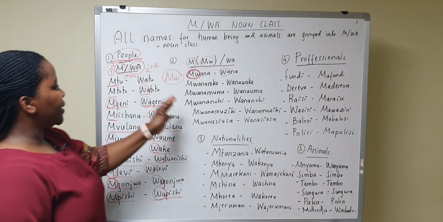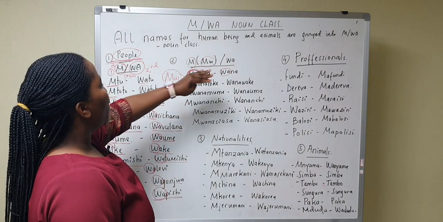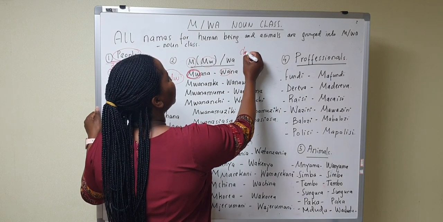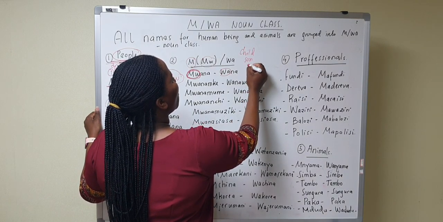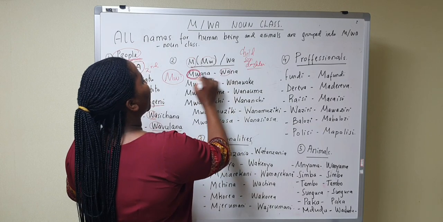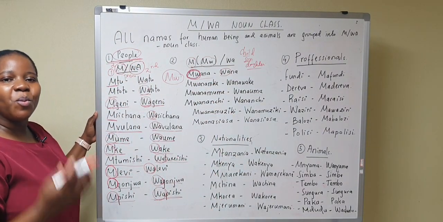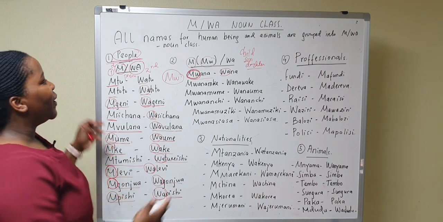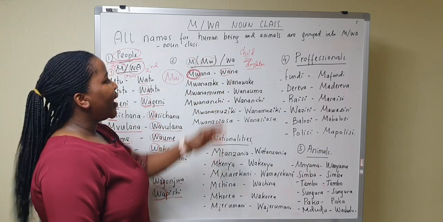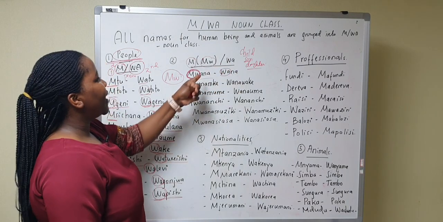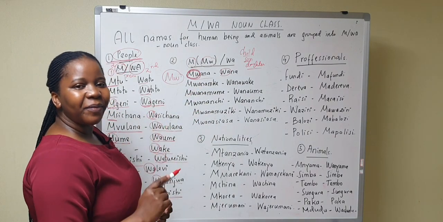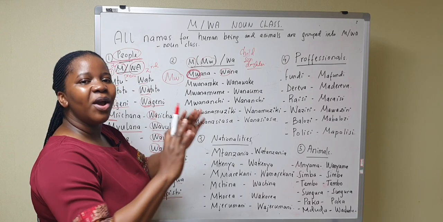Let's look at these names. The first one is mwana. Mwana means a child, or a son or daughter. In general we say mwana, and in plural wana. So mwana, wana: a child, children, a son, sons, a daughter, daughters.